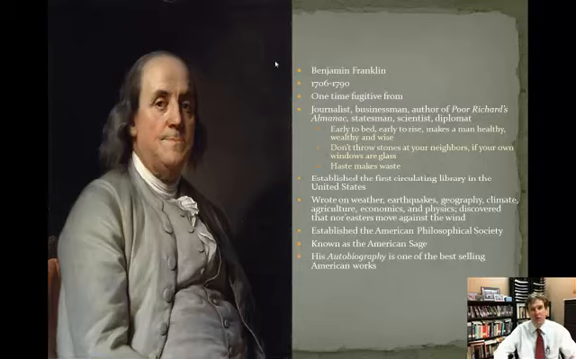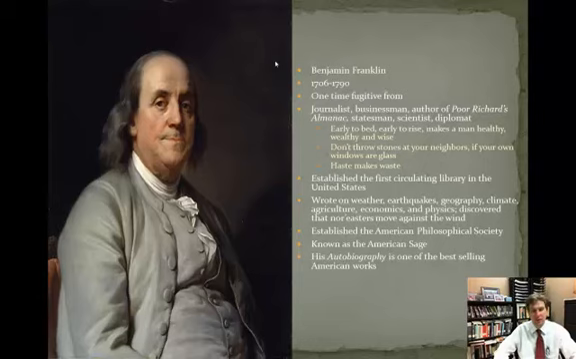He was a journalist, businessman, author of Poor Richard's Almanac, statesman, scientist, diplomat. Poor Richard's Almanac had a number of very interesting phrases that we all should heed, because they are good words of advice. For example, early to bed, early to rise makes a man healthy, wealthy, and wise. You've probably heard that before. Don't throw stones at your neighbors if your own windows are glass. Haste makes waste, and there's lots of others. And so people would walk around saying, well, Poor Richard says. And of course, Benjamin Franklin was writing these things.